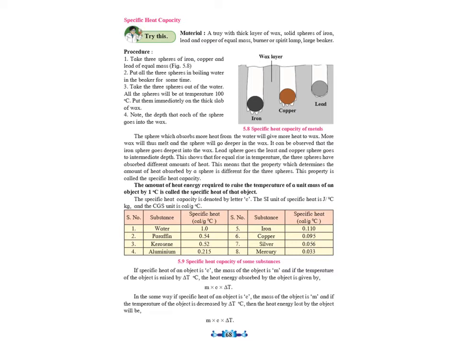This quantity is called specific heat capacity. Specific heat capacity is defined as the amount of heat energy required to raise the temperature of a unit mass of an object by 1 degree Celsius. It is denoted by the small letter c, and its unit is joule per kilogram degree Celsius in the SI system, and in the CGS system its unit is calorie per gram degree Celsius.